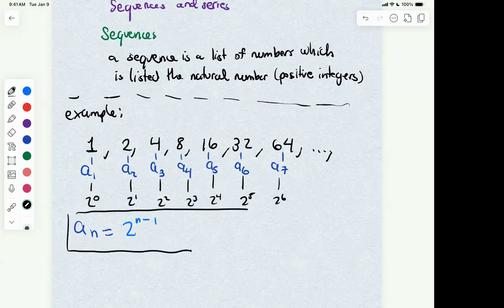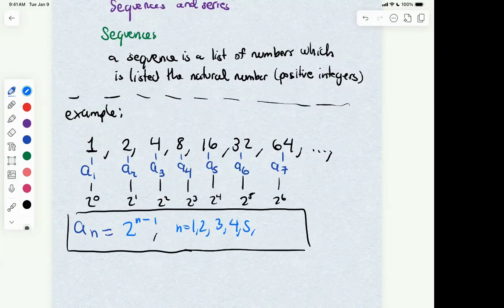And here n could be 1, 2, 3, 4, 5, 6, and so on. It goes on forever. Okay, does that make sense so far? So far, so good, how I wrote it?